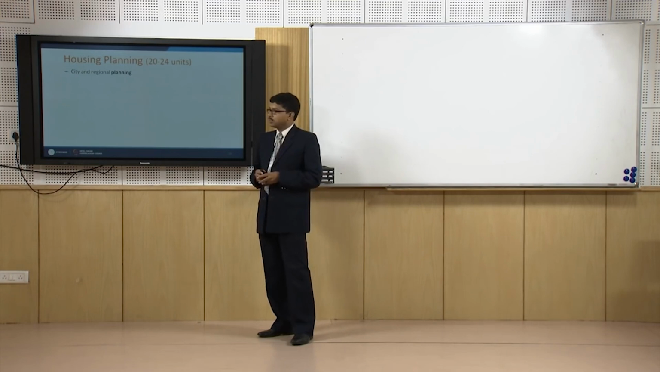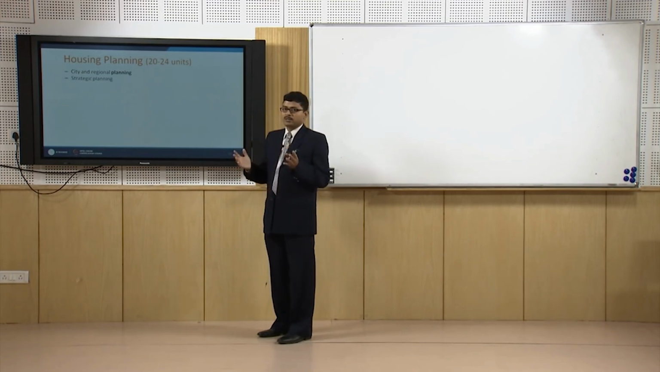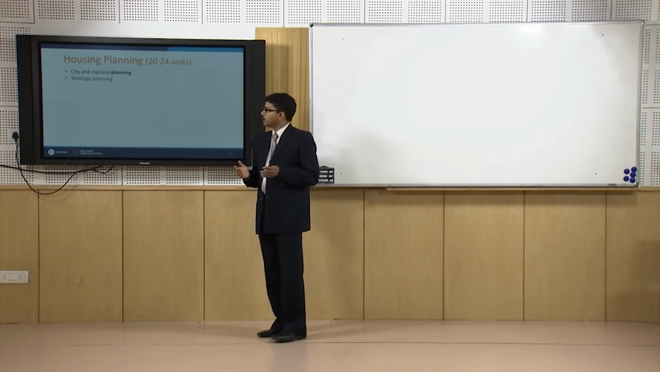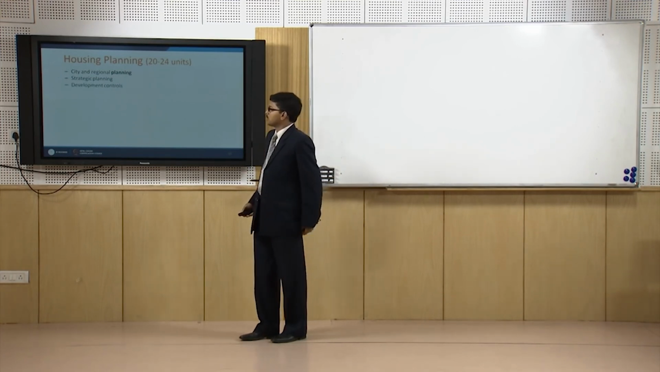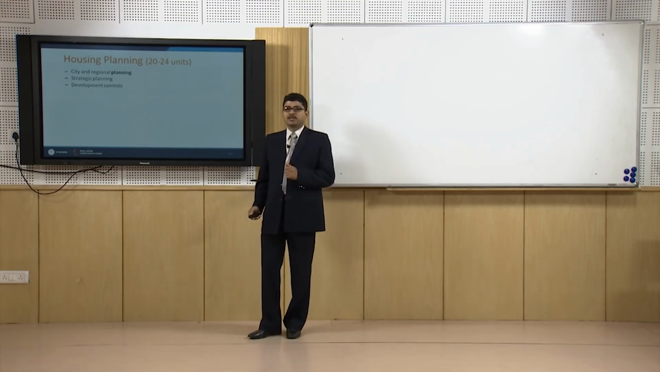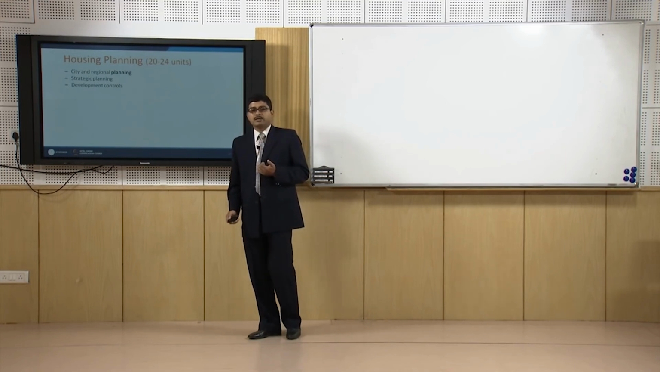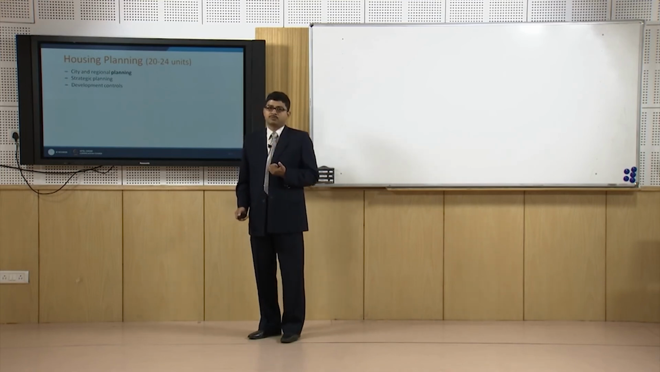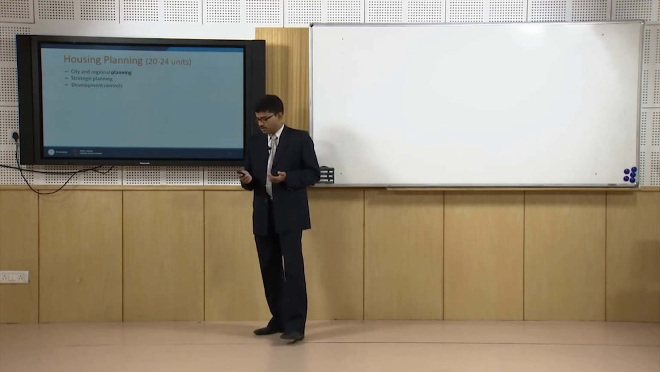Then the second major section is housing planning, which will be covered in almost 5 to 6 weeks. We will start with city and regional planning, how the overall planning framework works in a city and region. Following that, we will discuss strategic planning. Then we will discuss development control, how development controls, as a subset of the legal part, can help address the development of the built environment, and help decision makers and planners make a better housing environment in our cities.